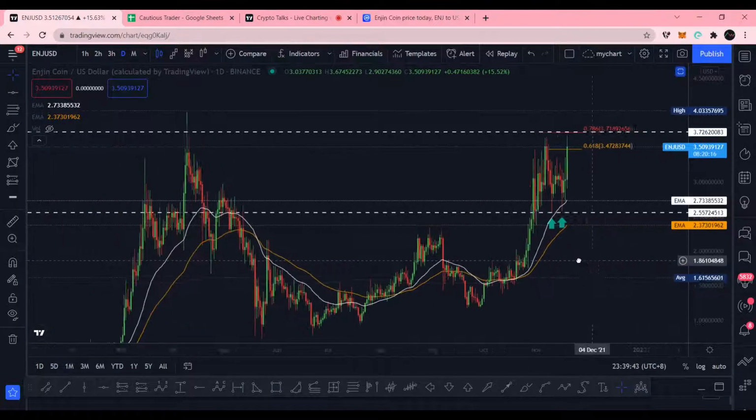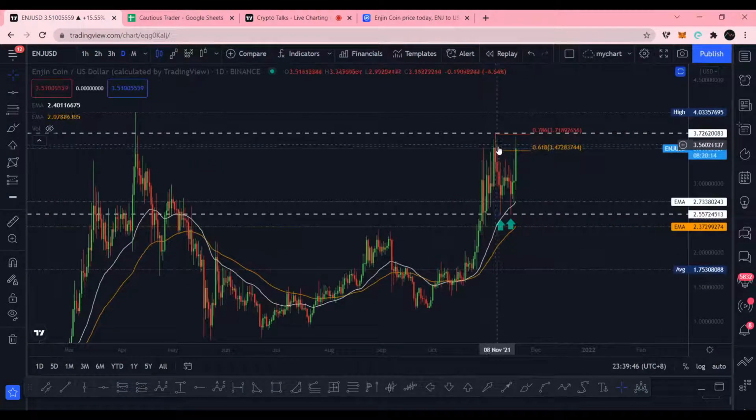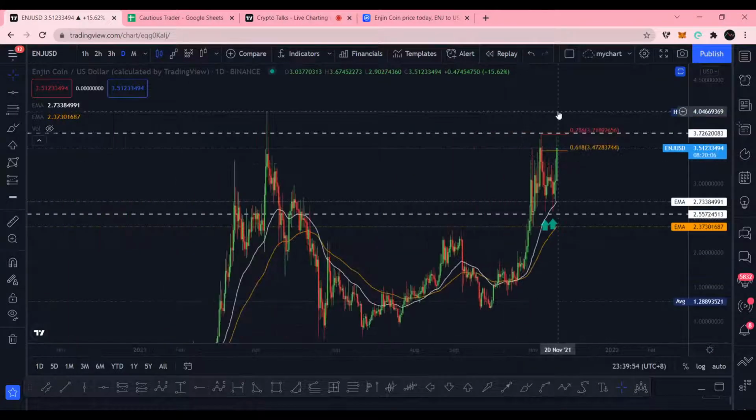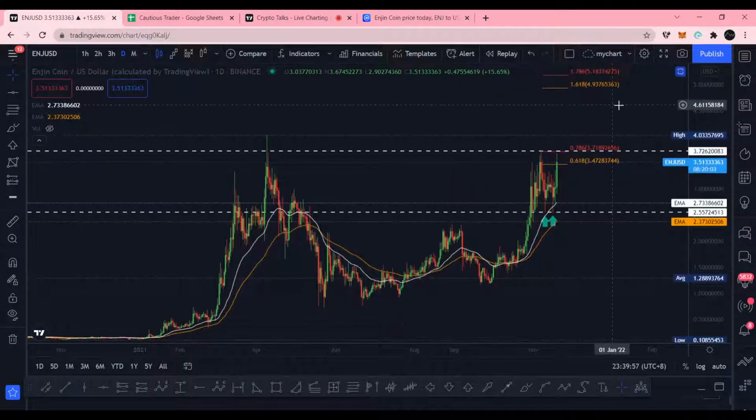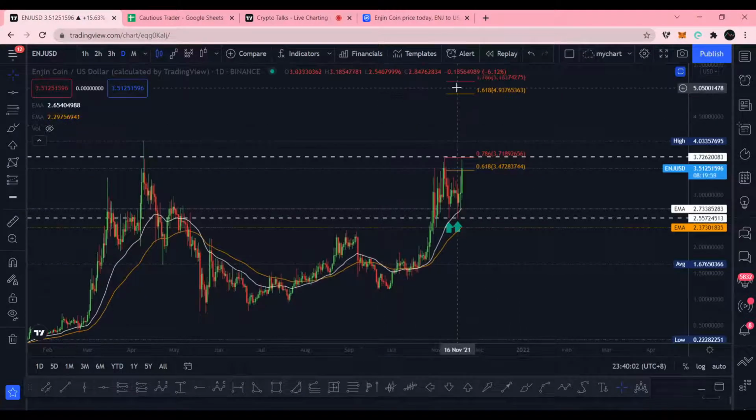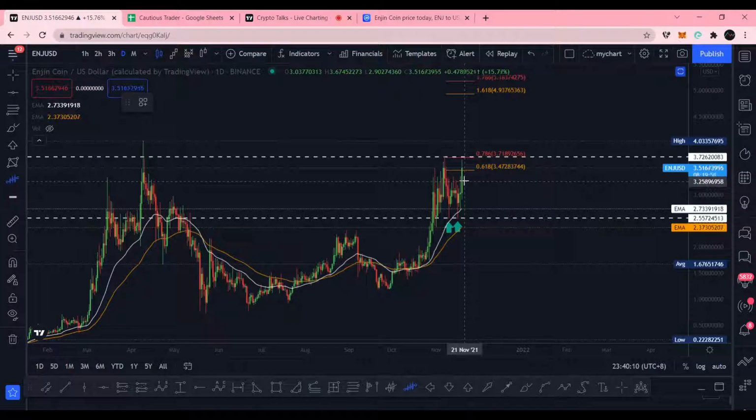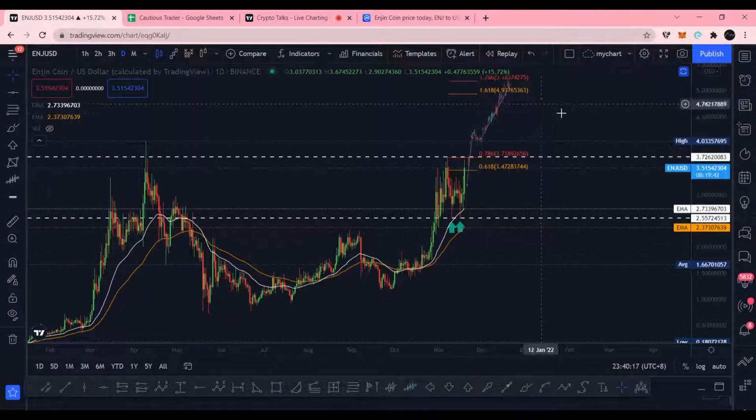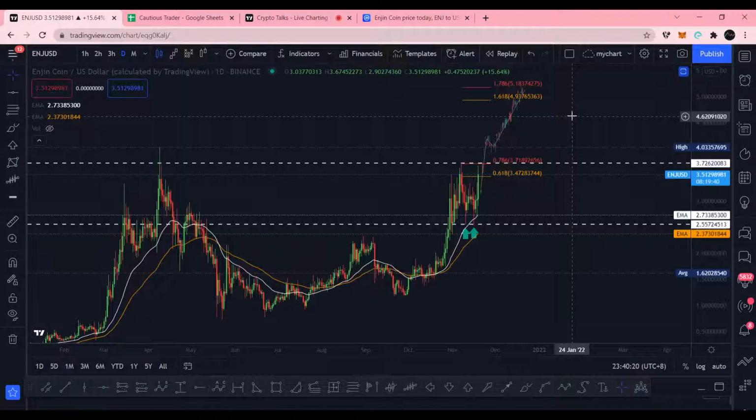2.73. Next target, of course, or the resistance I'm looking at, is this one. The high of this is 3.73. A breakout to that, I think it might go parabolic to 1.618. So that's my possible expectation for ENJ. So maybe we can create a ghost feed. So that's my possible trade for this ENJ.